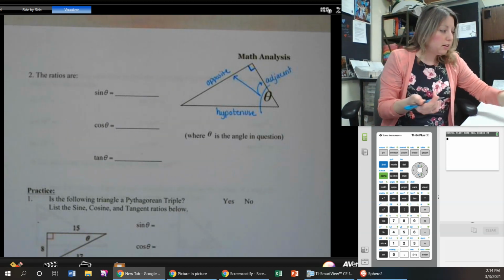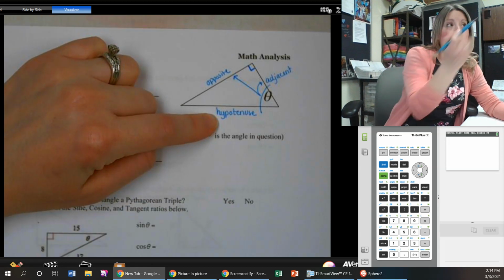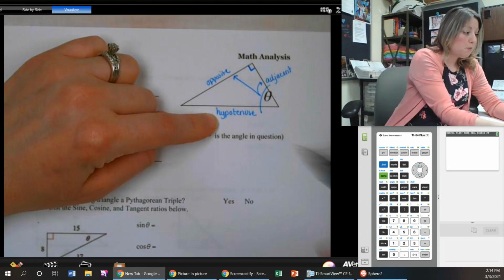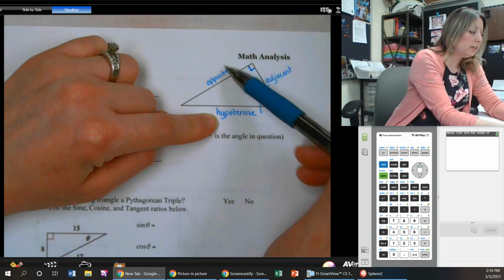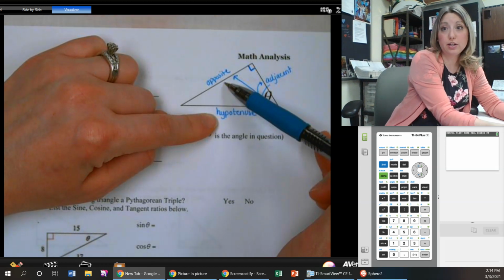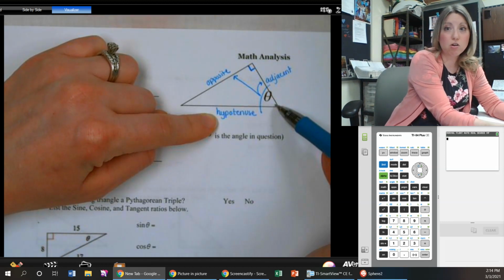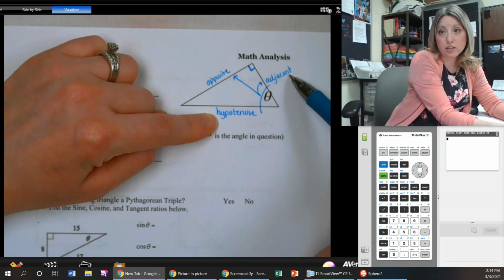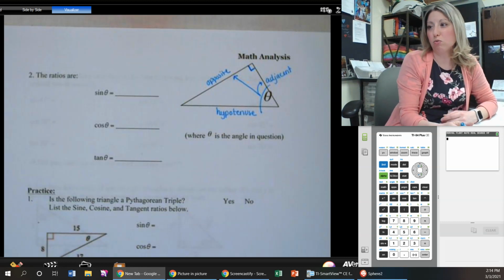Like I said, label that hypotenuse first. I like to do opposite next because I feel like I'm really making sure this side over here is across from my angle. That will leave me the adjacent side, because that's the one that people kind of get wrong.